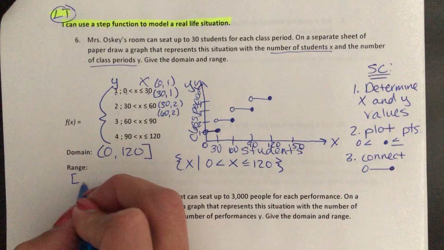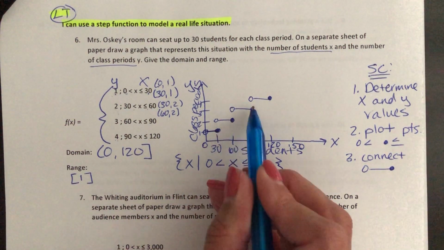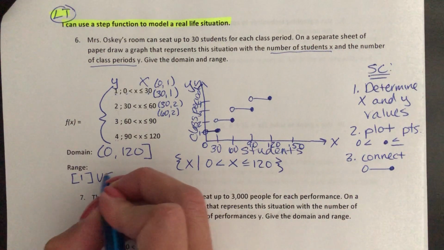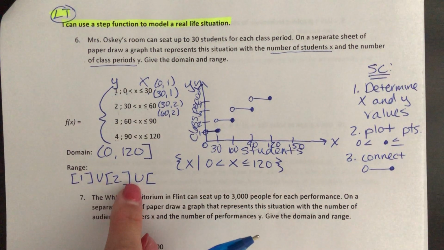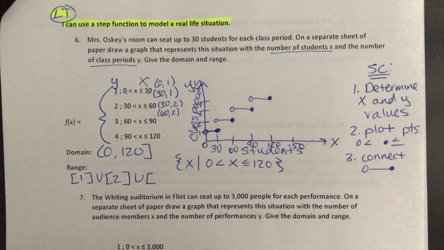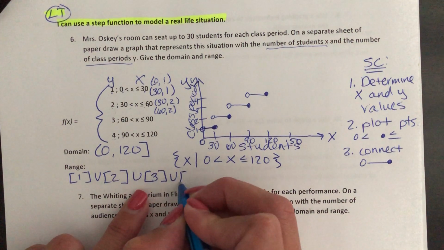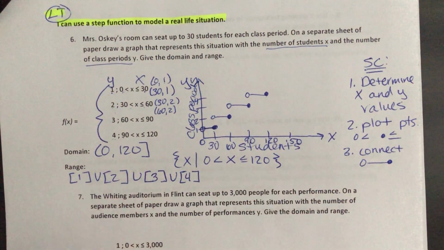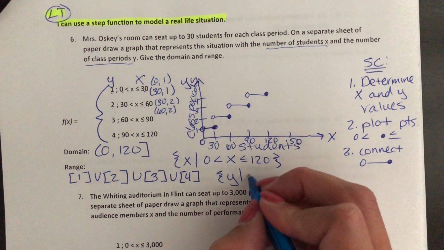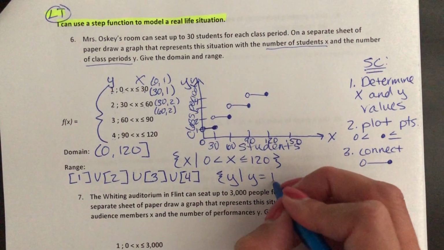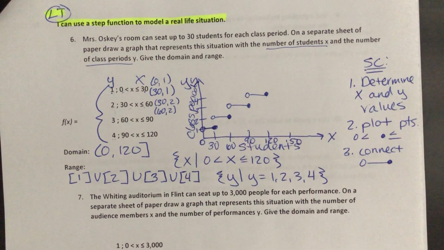I have y value of 1, closed, 2, 3, and 4. Remember that means union, so that's all these intervals together. 1, 2, 3, 4. Or set builder would look like this. Y equals 1, 2, 3, 4.